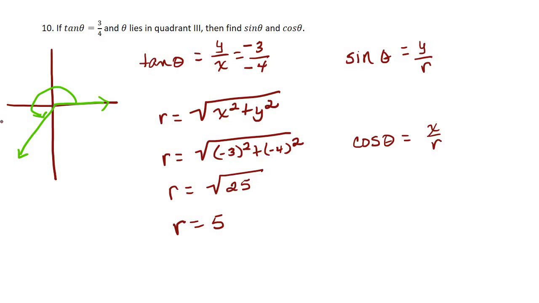So now I know all of the numbers that I can fill in my two ratios for sine theta and cosine theta. Sine theta is y over r, so that's going to equal negative 3 over 5. Cosine is going to be negative 4 over 5.